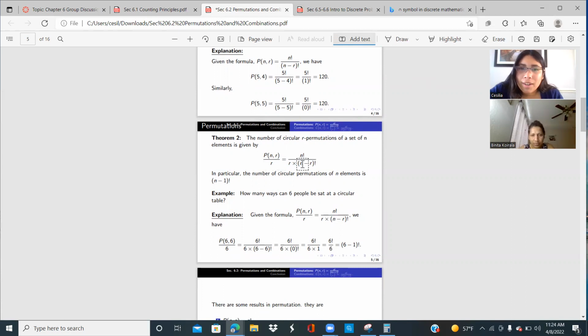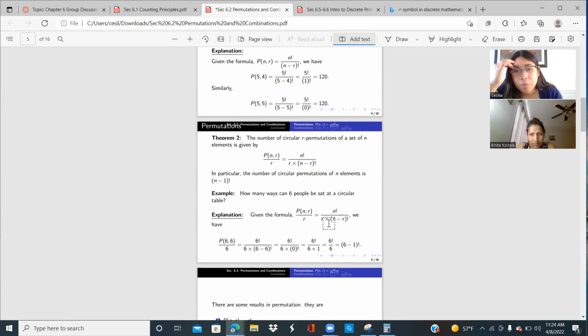to whatever's in here next. So for this, in particular, the number of circular permutations of n elements is (n minus 1)!. So an example: how many ways can 6 people be sat at a circular table?